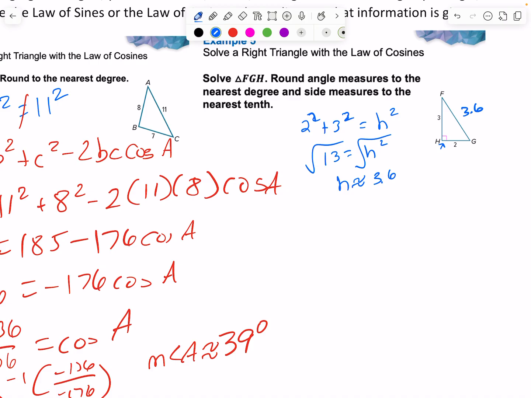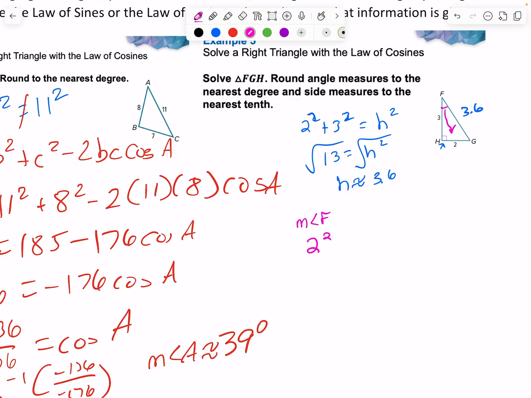And let's see, now we need to find the measure of angle F. So we're going to use the law of cosines here to do this one, because that's what they want us to do. Solve a right triangle with the law of cosines, right? So we're looking for the measure of angle F, right? So that means we're going to be using the side across from it equaling the other two.